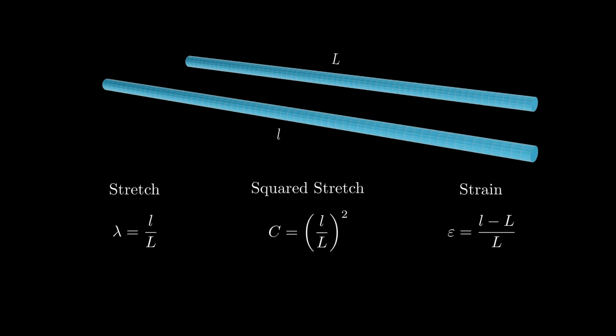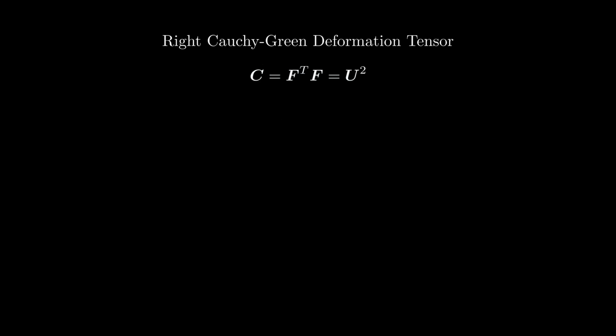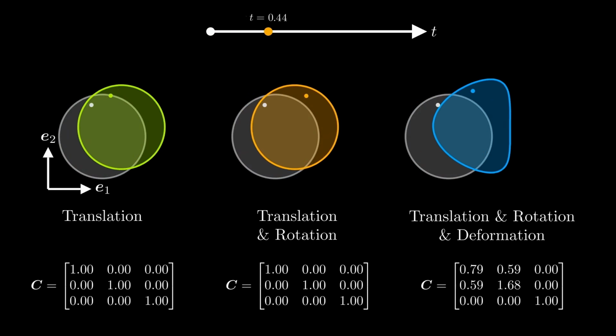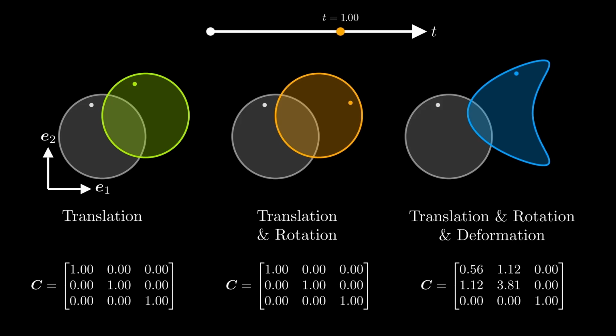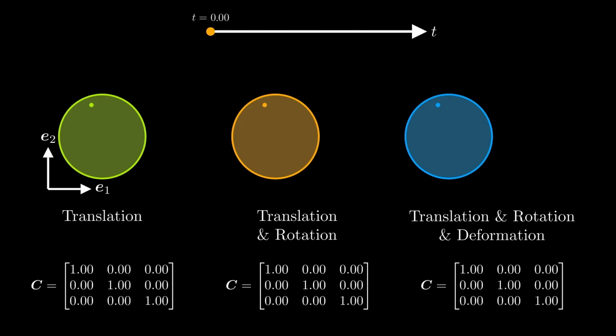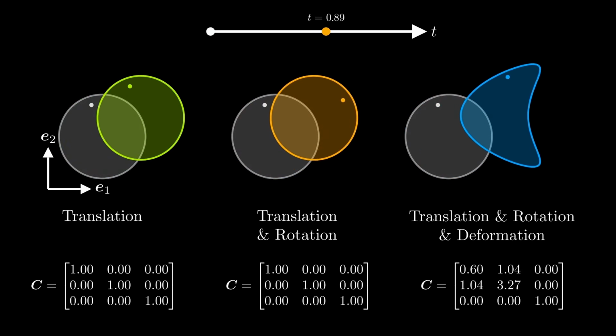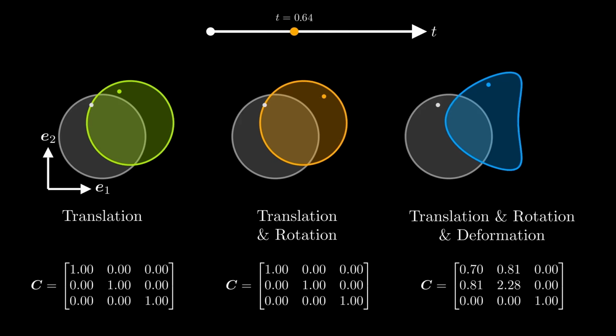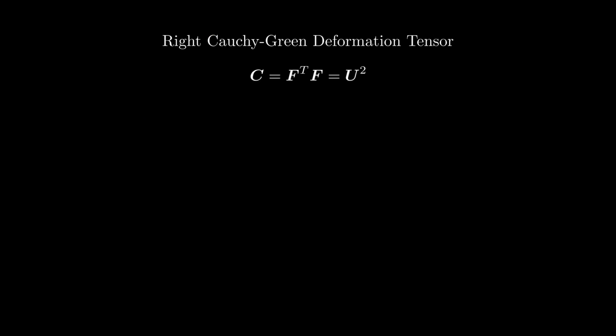Remember that in 1D we squared the stretch and we didn't lose any information about the deformation. With the right Cauchy-Green tensor we extended this idea to 3 dimensions. Because C depends only on U and not on R, it is a pure measure of deformation and invariant to rotations, which becomes clear if we compute C for our 3 examples. One reason why C is a popular measure of deformation is that it can be computed quite easily for a given deformation gradient. The right stretch tensor U is not as easy to compute.